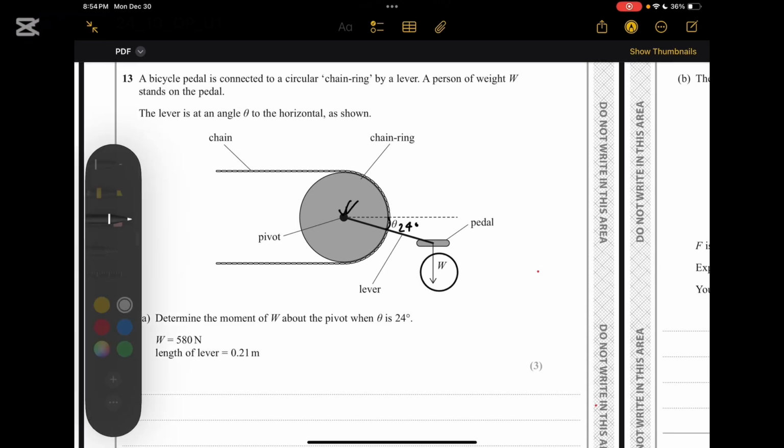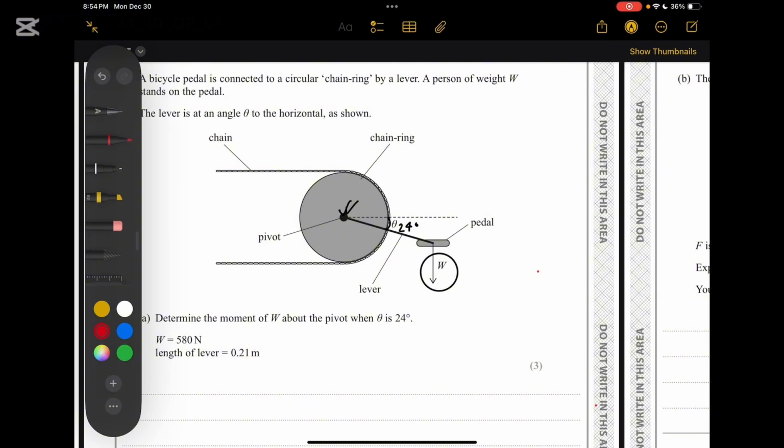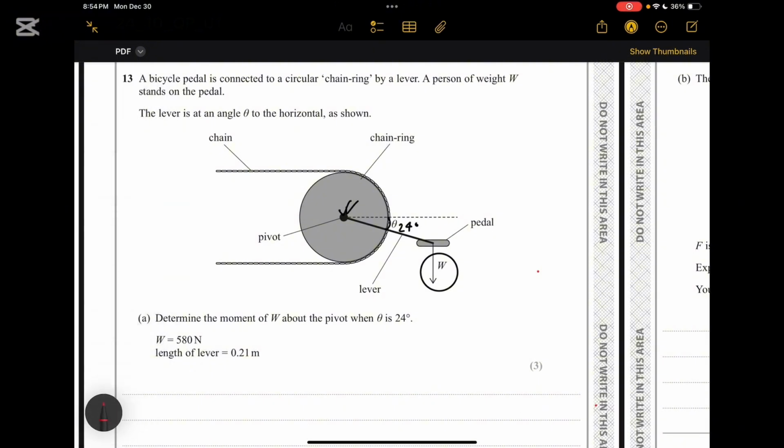Alright, so we know moment is equal to force into perpendicular distance from the pivot. Let's write down the formula. Moment is equal to force into perpendicular distance from the pivot. I have written the force like this. Please don't write like this on your exam day. I'm just writing it to make you understand in a very short period of time.